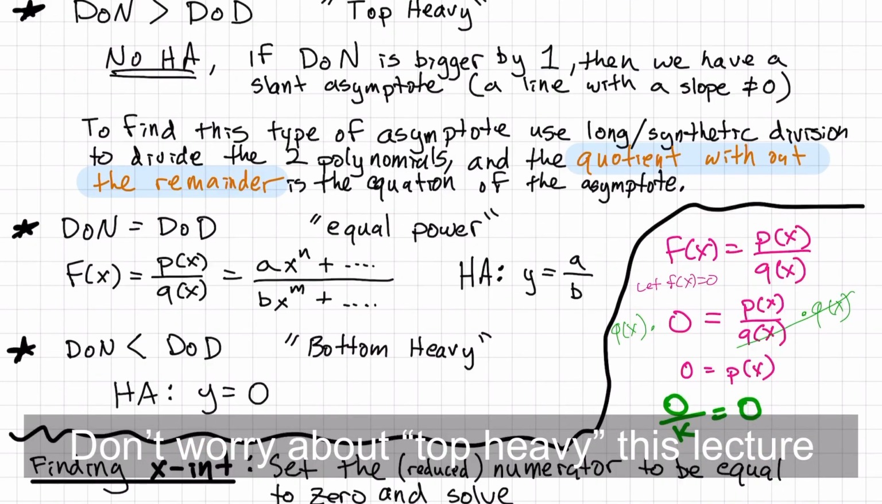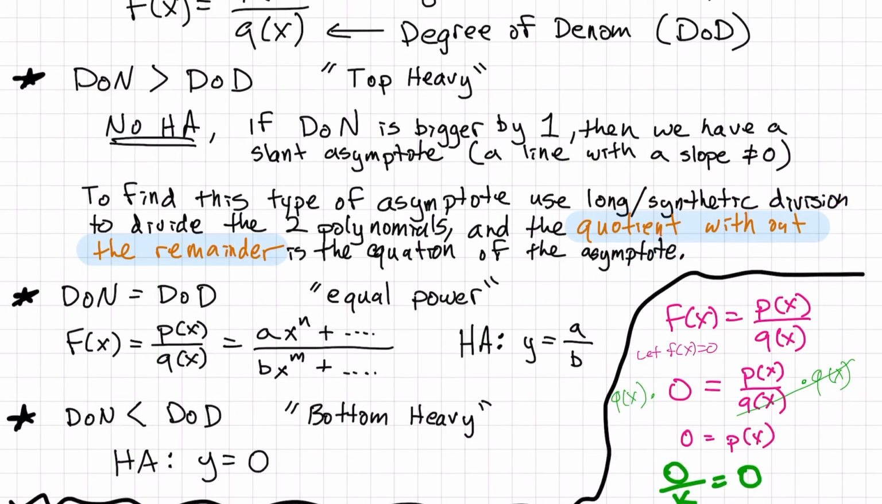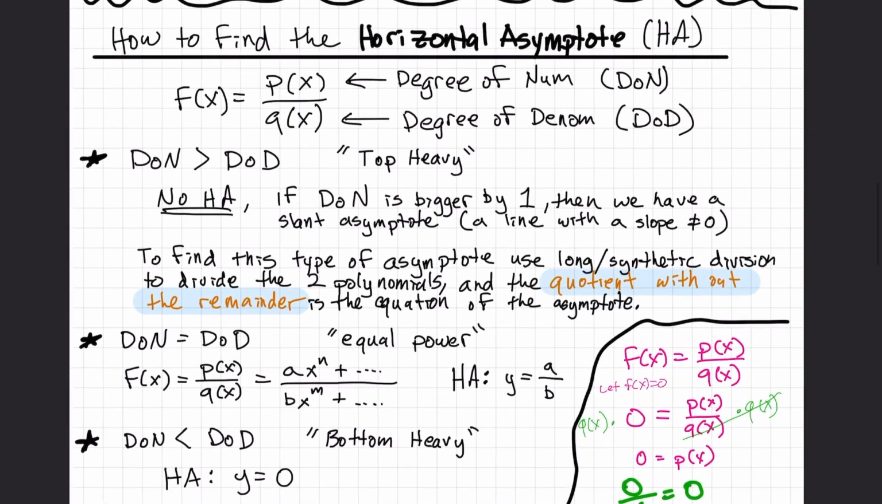If it's equal powers, meaning the degree of the numerator and the denominator are the same, then all you have to do is look at the leading coefficients, and it's just a over b. Do not give me n over m, it is a over b. All right, lastly, the one we nicknamed bottom-heavy, where the DOD is bigger than the DON. They are easy, it's automatically y equals 0. So that's how we determine our horizontal asymptote.